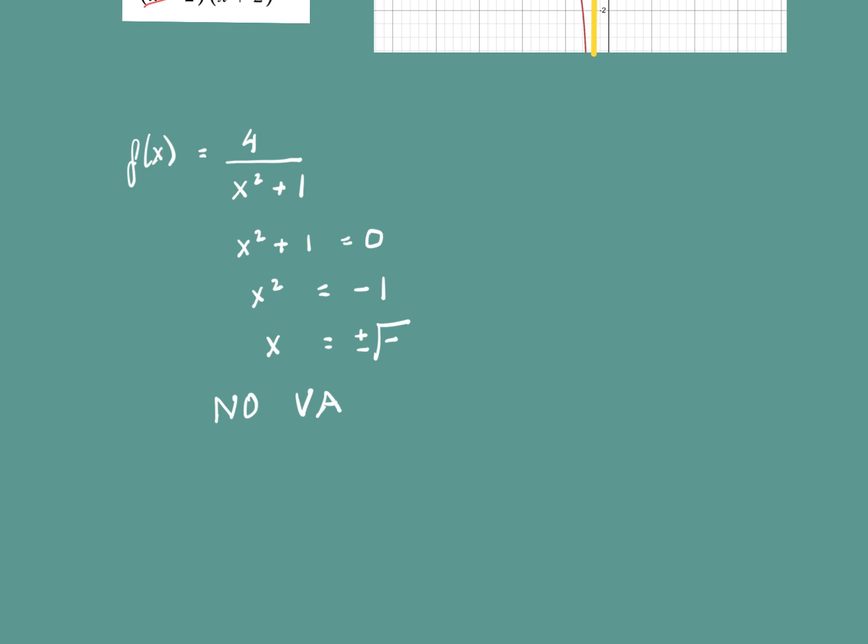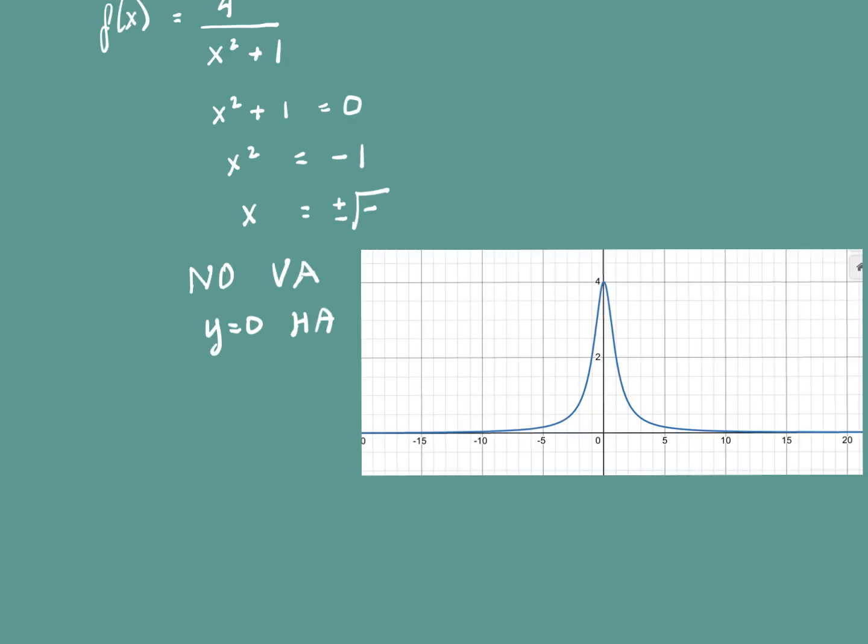Are there any horizontal asymptotes? The numerator degree is less than the denominator degree. That means that there must be a y equals 0 asymptote. So y is equal to 0 is going to be the horizontal asymptote. So let me just show you what this looks like. This is the graph of the function 4 over x squared plus 1. And you can see that it doesn't have any vertical asymptote, but the horizontal asymptote is right below here, drawn by the yellow line.